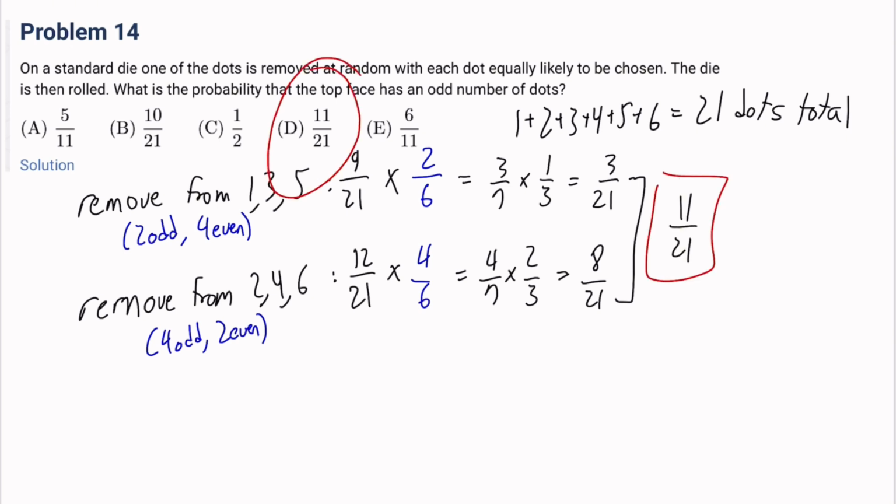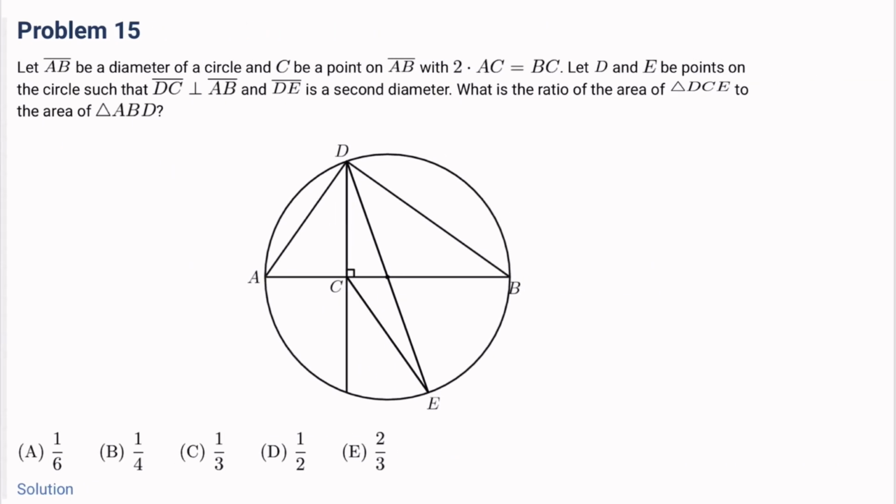The answer is D. Number 15, let AB be a diameter of a circle and C be a point on AB with 2 times AC equals BC. Let D and E be points on the circle such that DC is perpendicular to AB and DE is a second diameter. What is the ratio of the area of triangle DCE to the area of ABD?